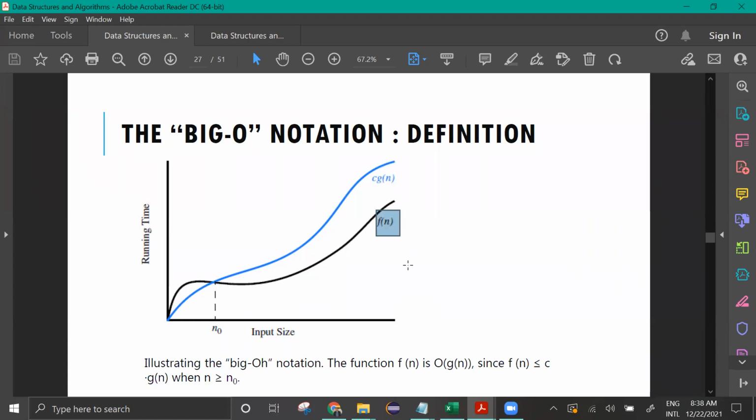So the upper bound representation of f(n) is g(n). C can be just ignored and we can just say g(n). Okay, so that is the Big O notation. That's the definition. It is not very difficult. The idea is very simple.